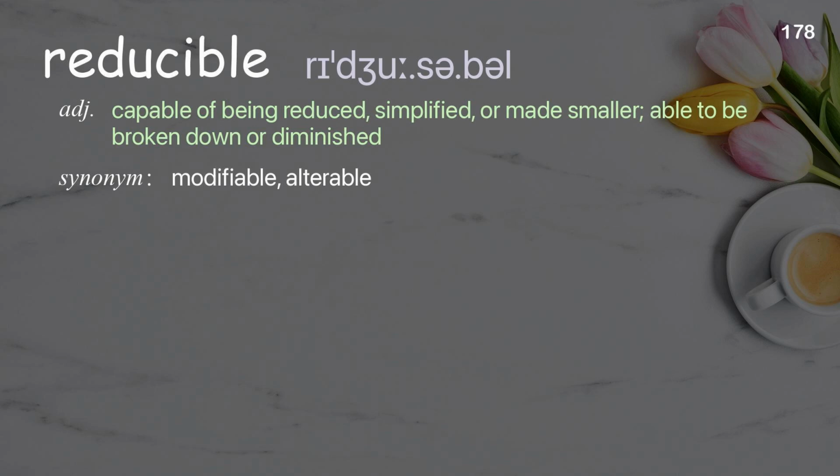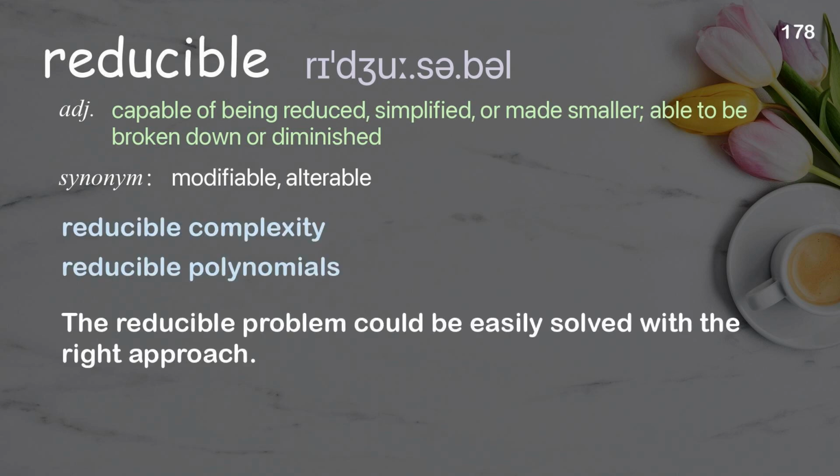Reducible. Capable of being reduced, simplified, or made smaller, able to be broken down or diminished. Examples: Reducible complexity. Reducible polynomials. The reducible problem could be easily solved with the right approach.